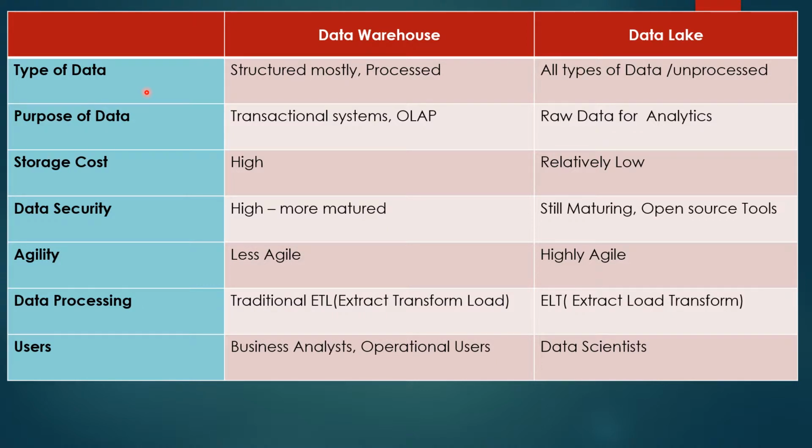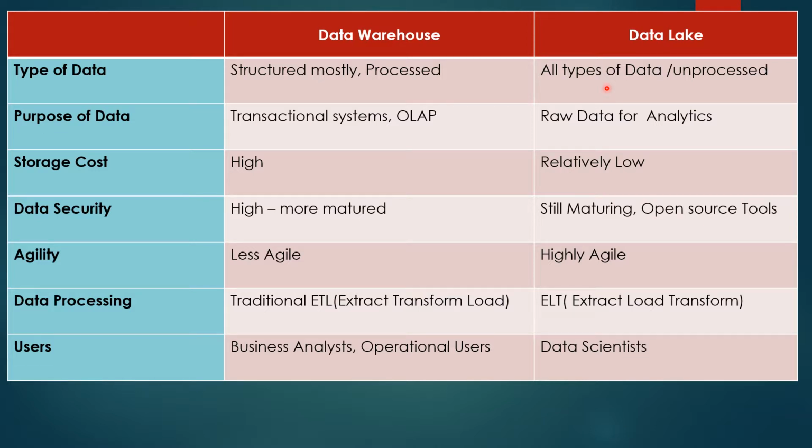First parameter, let's take type of data. The type of data stored in a data warehouse is mostly structured format. That means this will have tables, and may have certain keys, primary keys, foreign keys, etc. On the other hand, in a data lake, all types of data will be stored, mostly unstructured data. To give examples, data could be flat files, XML files, simple text, etc. So the type of data in a data warehouse is processed and normalized data. Basically this is used for reporting purposes, whereas a data lake holds unprocessed data. All types of data can be stored in a data lake.